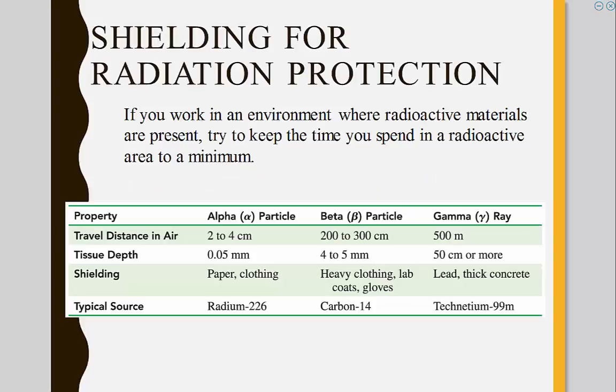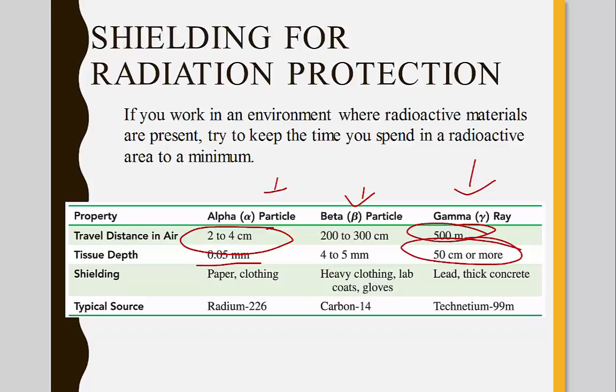If we look at the 3, alpha, beta, and gamma, notice how much further the gamma can flow through the air and how much it can penetrate the tissue. Here it's 0.05 millimeters, 50 centimeters it can go through. So the smaller it is, the harder it is to stop it. And that is your overview of the particles of radiation.